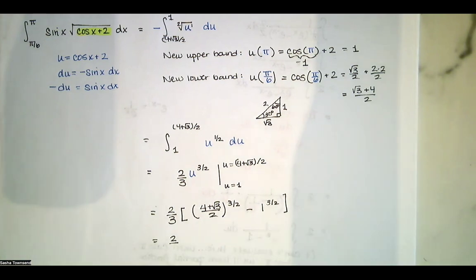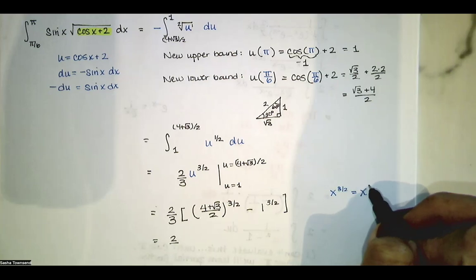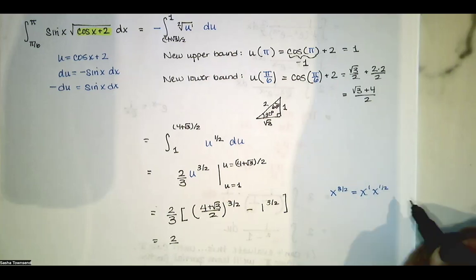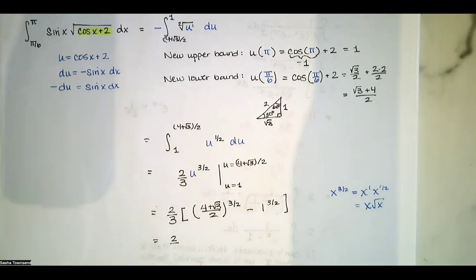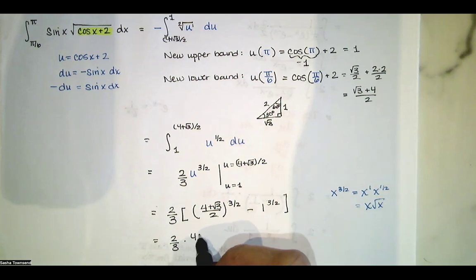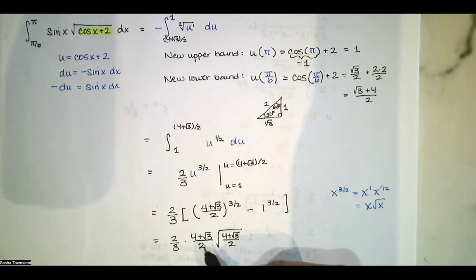And anytime you have something raised to the 3/2, like x to the 3/2, I always think of that as x to the first times x to the 1/2, because 1 plus 1/2 is 3/2. That's x times the square root of x. So when I see this, I'm thinking that's 3/2 times 4 plus the square root of 3 divided by 2 times the square root of 4 plus the square root of 3 divided by 2. And we're subtracting 1 from that.